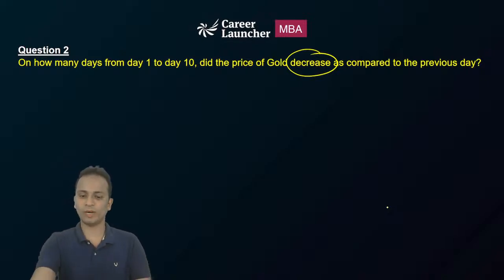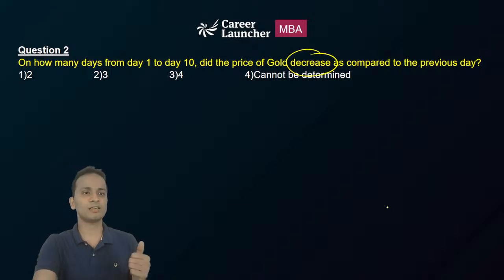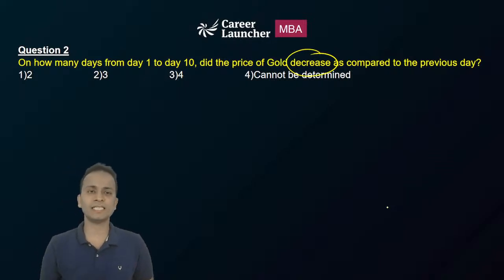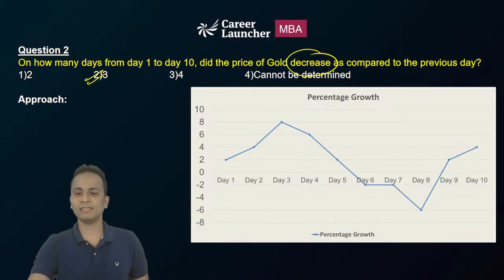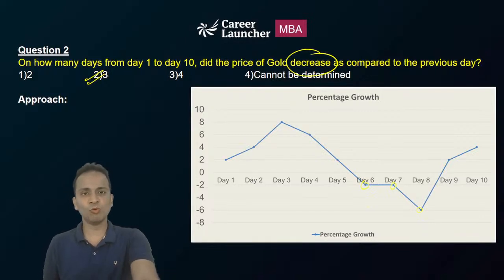Wonderful. So the options are, option 1 is 2 days, option 2 is 3 days, option 3 is 4 days, and option 4 cannot be determined. We know that the correct answer should be 3 days. Okay, so in the data, you can clearly see that it is happening on 3 days. All right, fine. Now let's move on towards the next question.